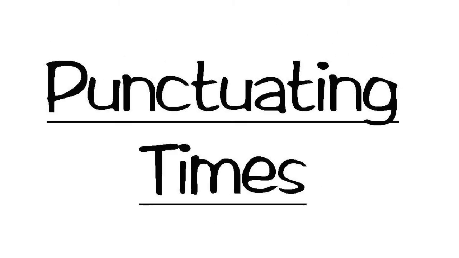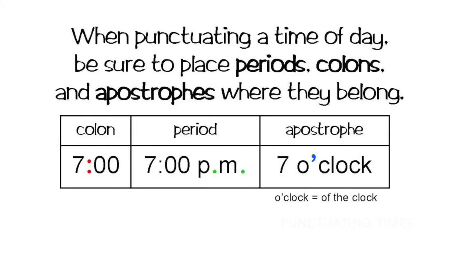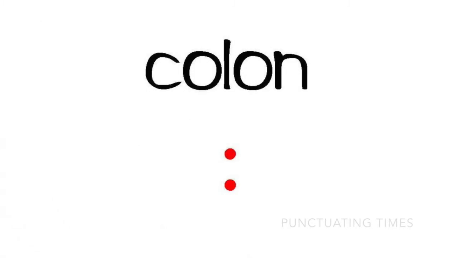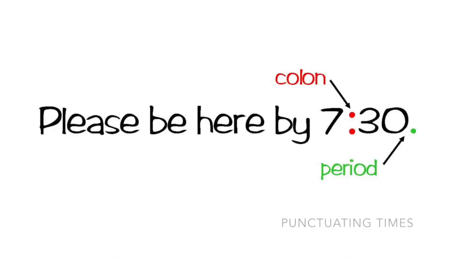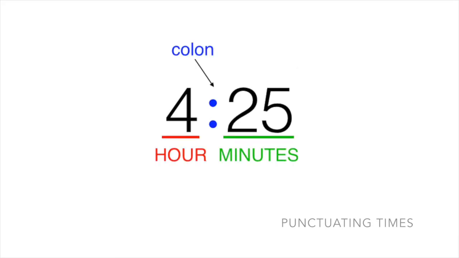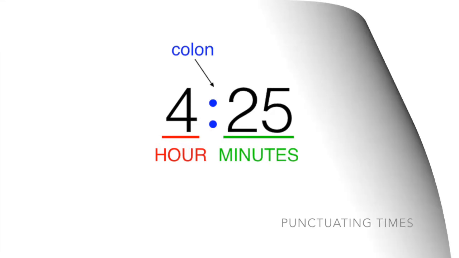Next, we have punctuating times. When punctuating a time of day, be sure to place periods, colons, and apostrophes where they belong. Let's first start with the colon. It looks like 2 dots right on top of one another. When writing a time like 7:30, a colon is used to separate the hour and the minutes. Here's an example in a sentence. Please be here by 7:30. Notice that the colon is between the 7, which is the hour, and 30, which is the minutes. By using colons in between the numbers, you're indicating the numbers are a written time.